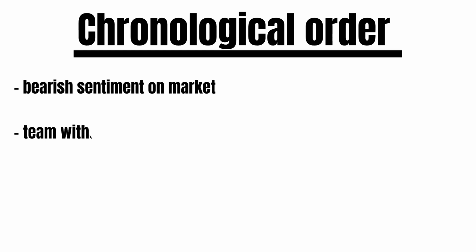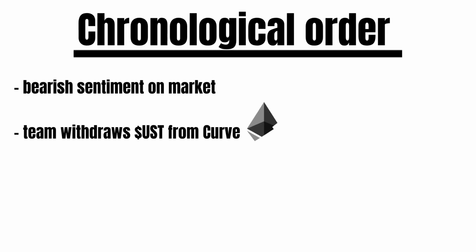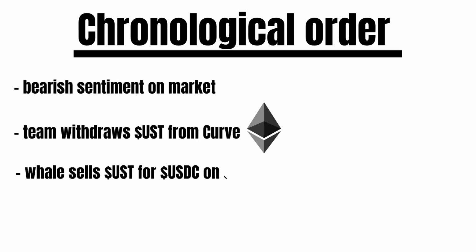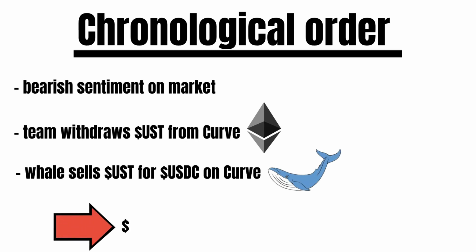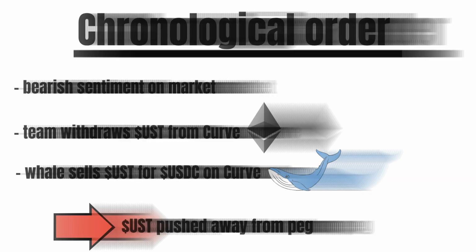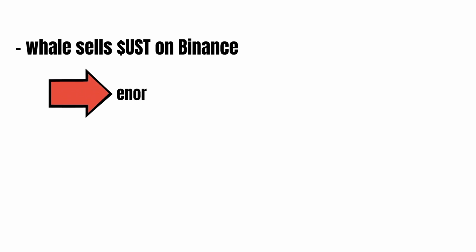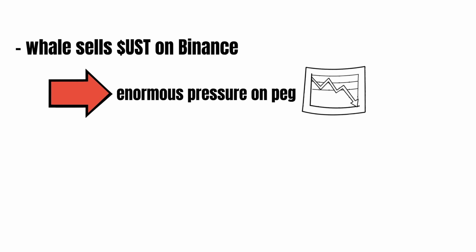But everything started to go down when the Terra team withdrew a vast amount of UST from Curve Finance. Curve is a stablecoin exchange on Ethereum and a true OG protocol that was founded in the very early days of DeFi. Simultaneously, a whale sold UST against USDC on Curve, which pushed UST from the USD peg for the first time. In addition, there are rumors that another whale sold vast amounts of UST on Binance at the same time, which pushed the UST price down even further. But this is just a rumor and is not confirmed yet.